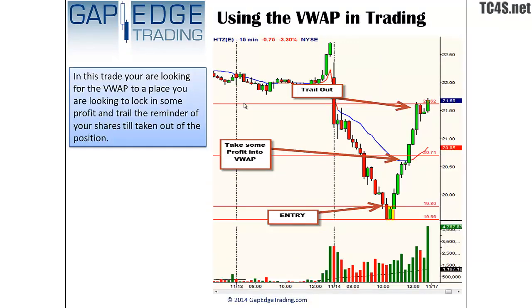Okay, so let's see how this happens. So you can see there's a 15-minute reversal that takes place. So in this trade, you're looking for VWAP to be a place where you lock in some profit and sell the remainder of the shares you've taken out of the position. So basically, you got an entry at 19.80 over the green bar on the 15-minute, stops 19.56. You unload some shares into the volume weighted average price at about 20.50. So you made 70 cents on half. You trail the back half, you make another buck on the back half into the close.